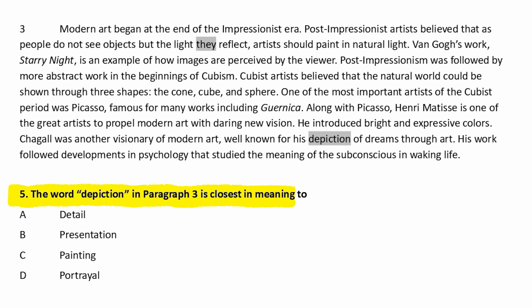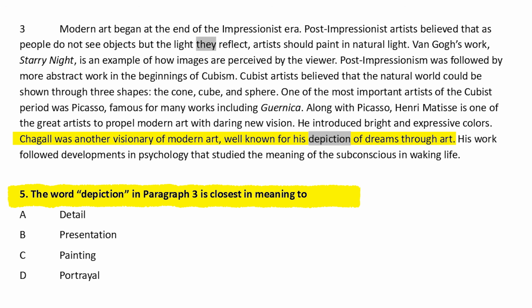The word depiction in paragraph 3 is closest in meaning to A, detail, B, presentation, C, painting, D, portrayal. First, let's look at the sentence from the paragraph where this word appears. It says, Chagall was another visionary of modern art, well known for his depiction of dreams through art. So we need to figure out what depiction means in this context. We're being told what Chagall is known for, specifically how he shows or represents dreams in his artwork.